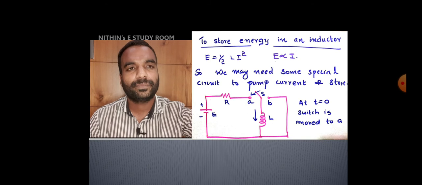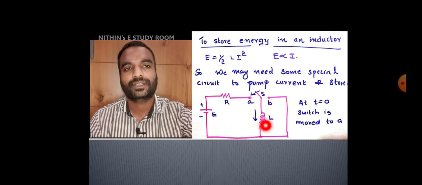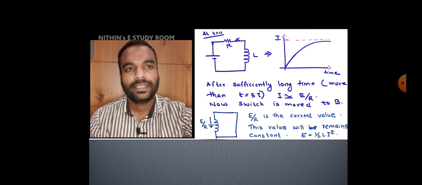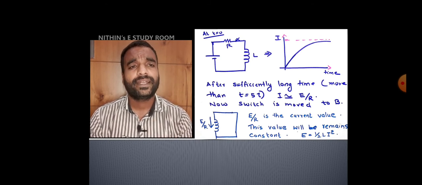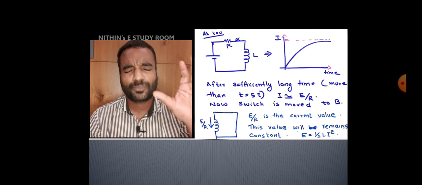What is there in position B? This is position B. Moving the switch into position B means the inductor is connected with a permanent short circuit. This is the circuit. E by R was the current, or it is approximately equal to E by R.